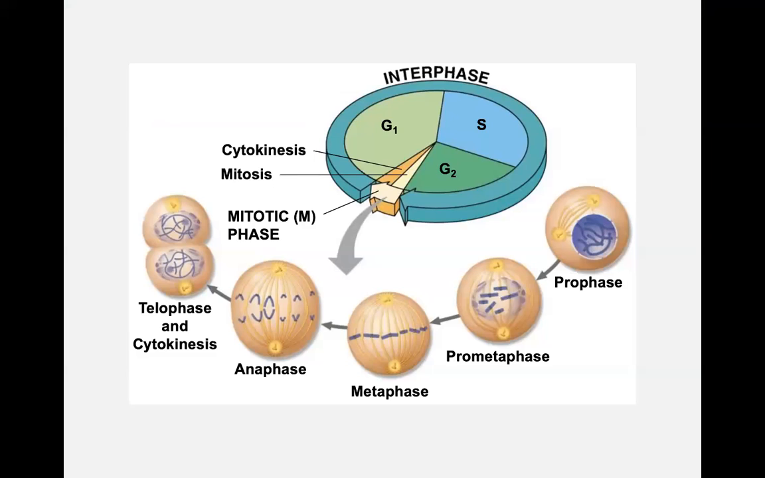Okay, so here we are. We're in this little tiny wedge of the cell cycle. Like I said, it doesn't take long for a cell to actually divide into 2. Most of the time is going into growing and synthesizing or copying the DNA.